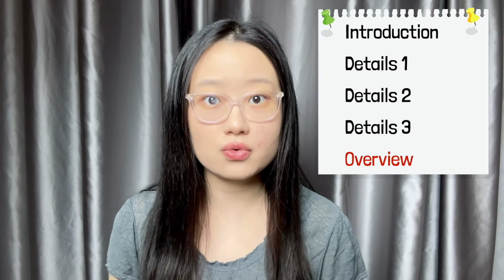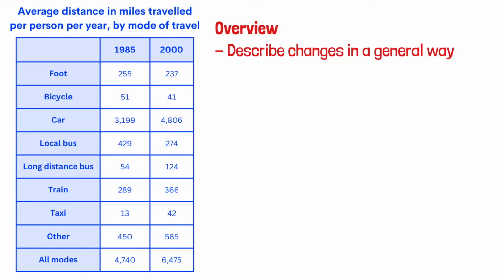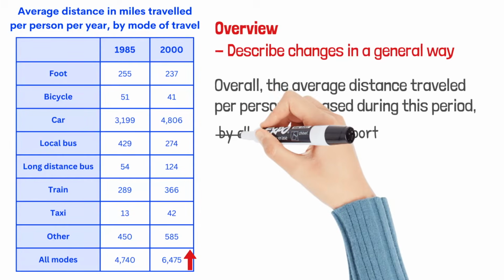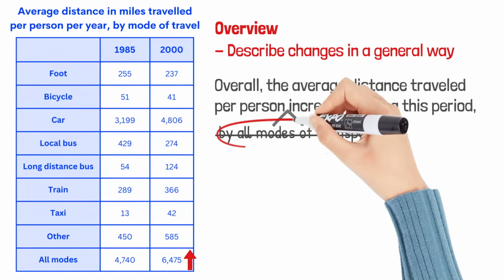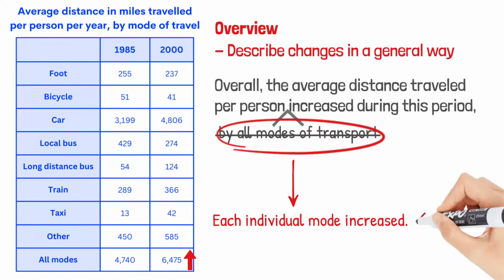I prefer the second paragraph to be my overview paragraph, although it's also correct to write the overview in your last paragraph. In this paragraph, we describe the changes in a general way. Generally speaking, the average distance traveled per person increased. I consulted 2 native speakers. They both agree that here it's better not to include by all modes of transport. This is because the average distance traveled per person by all modes of transport increased could be interpreted as each individual mode increasing, which the table shows isn't the case.